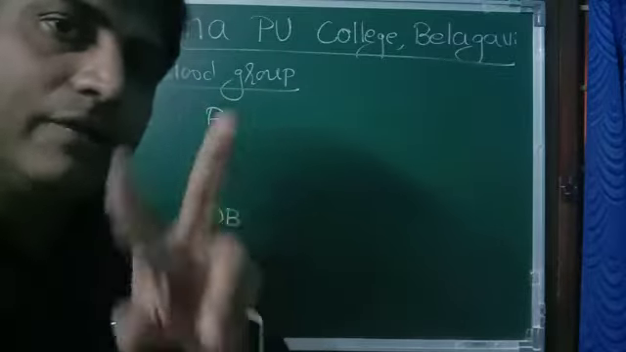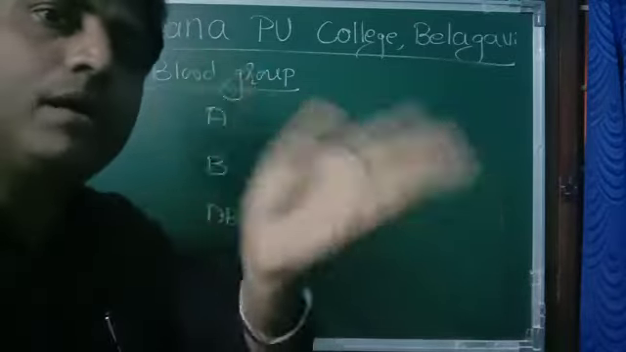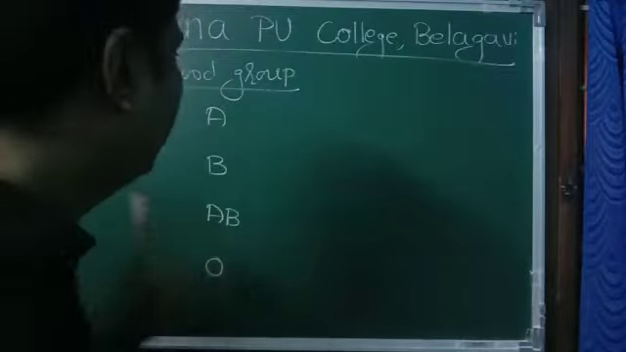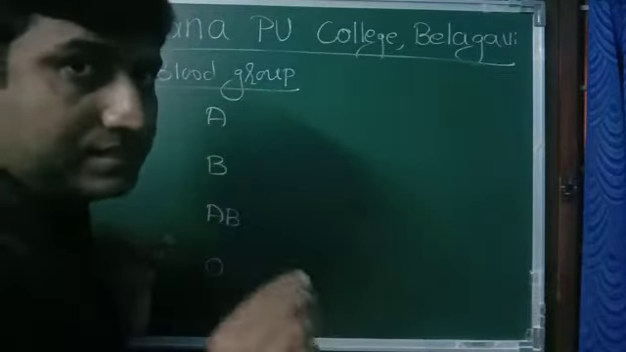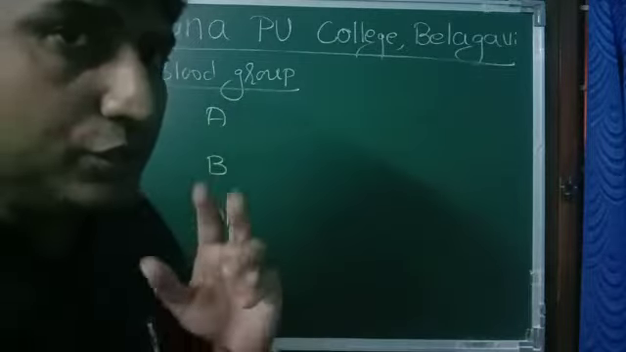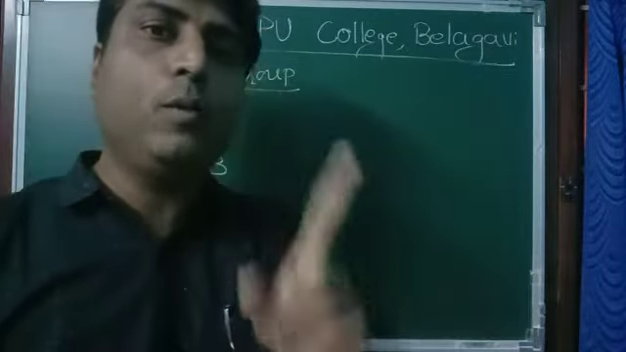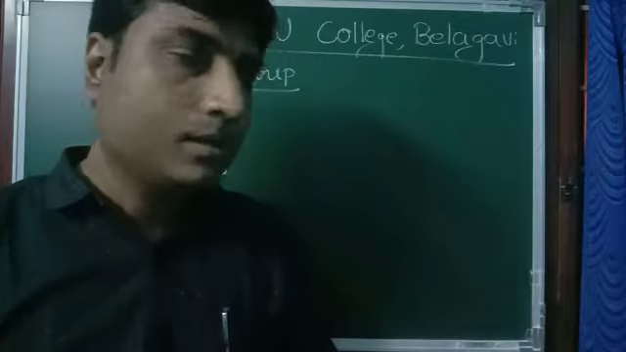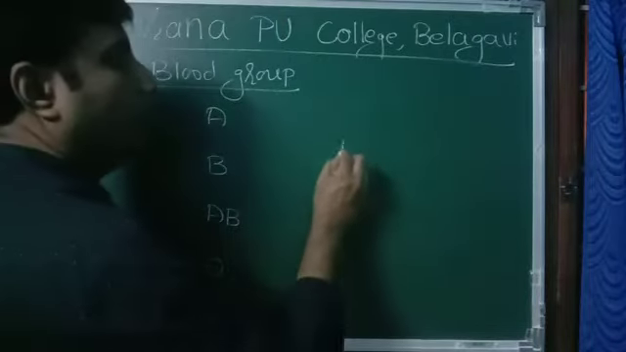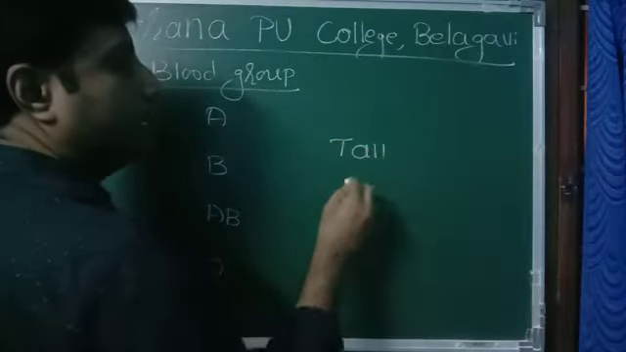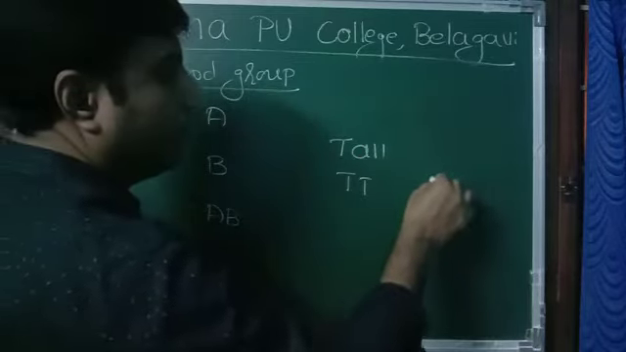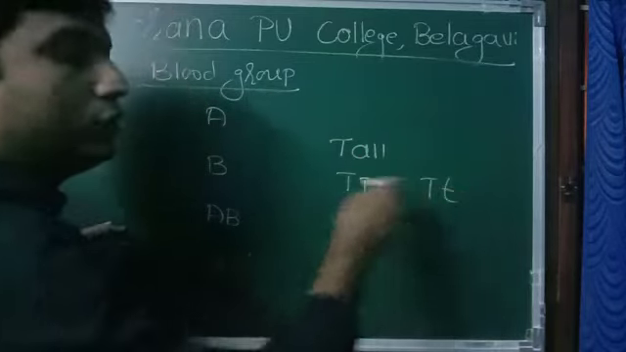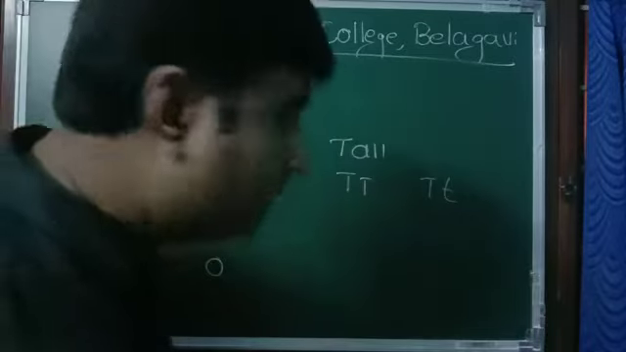Alleles are the alternate form of a gene. For example, tall, capital T, small t, they are the alleles. Okay. Now the alleles controlling blood group, same like how I mentioned to you about tall. Tall can be homozygous or heterozygous. Homozygous tall means capital T, capital T. Heterozygous tall means capital T, small t. So both the options are available.